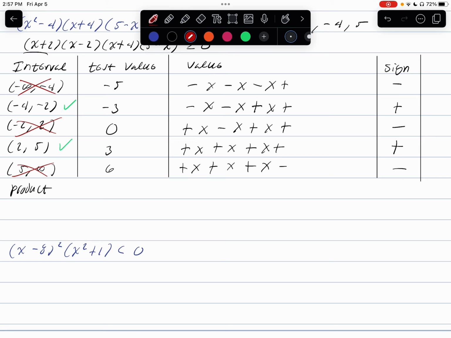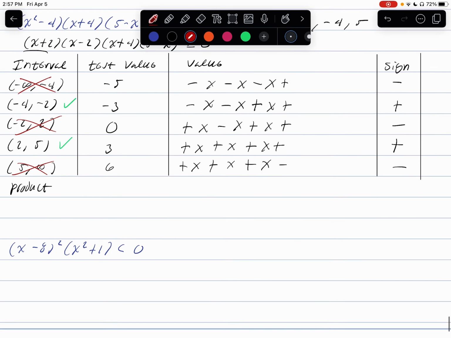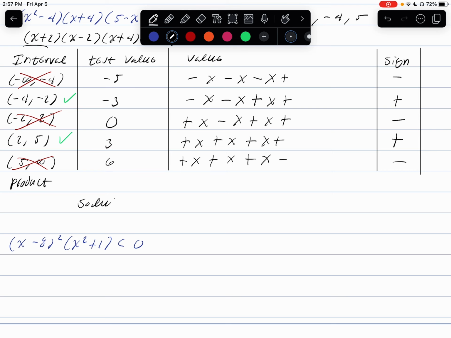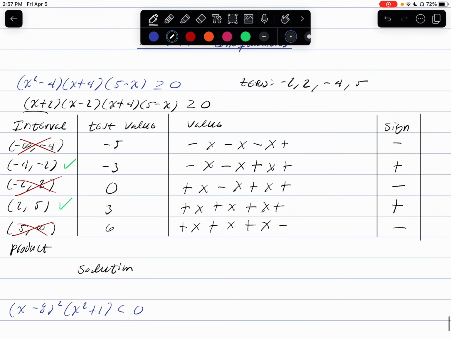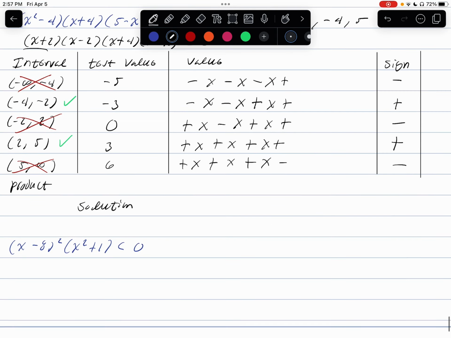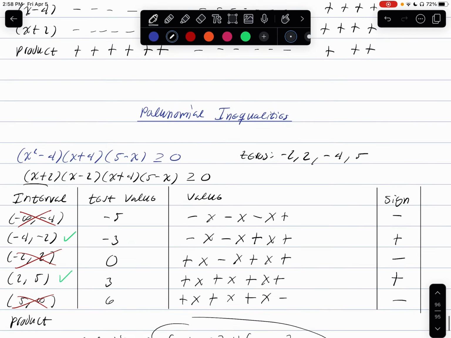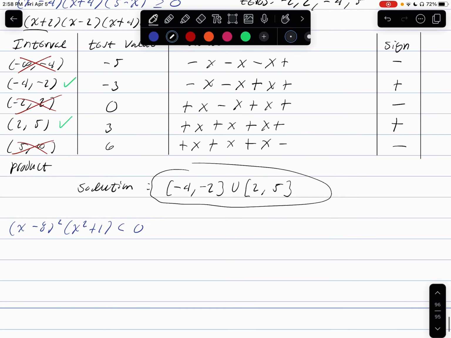So the only intervals we have to consider for part of our solution are negative 4 to negative 2 and 2 to 5. However, we also want to find the points where it is equal to 0. And that means we're just going to include the endpoints of these intervals as well. So we're going to have the closed interval from negative 4 to negative 2, and we're going to union this with the closed interval from 2 to 5. And that would be our solution for this polynomial inequality.